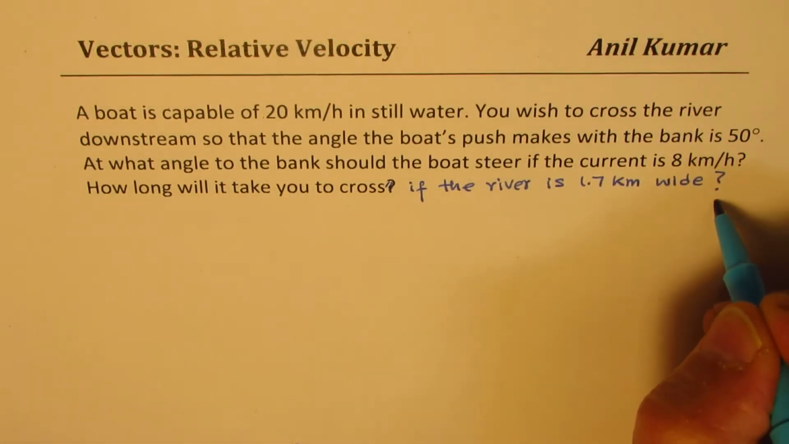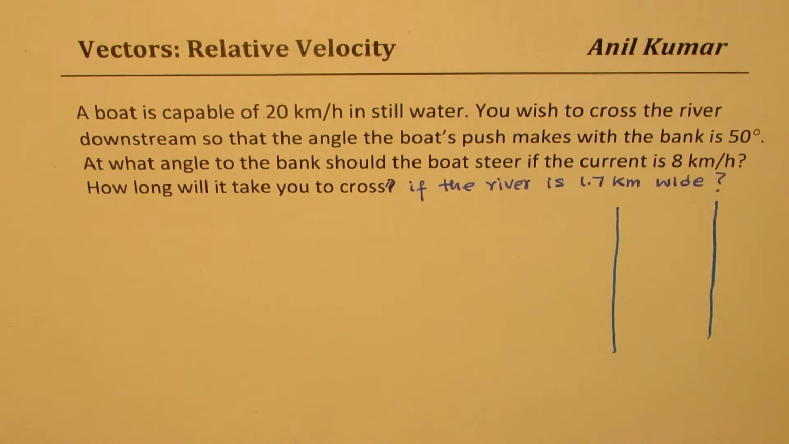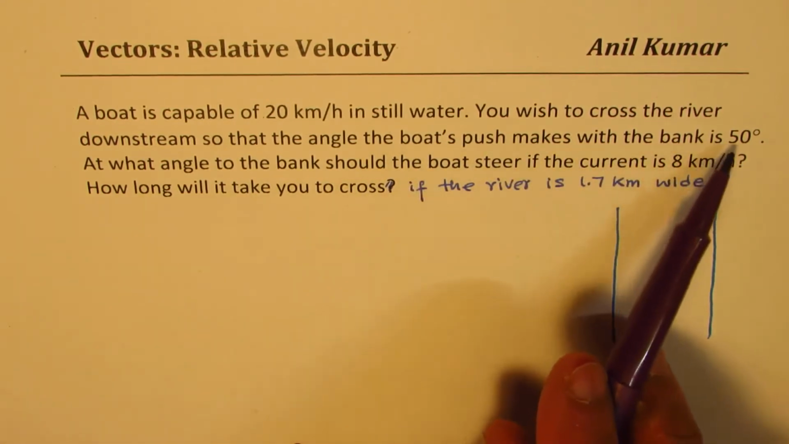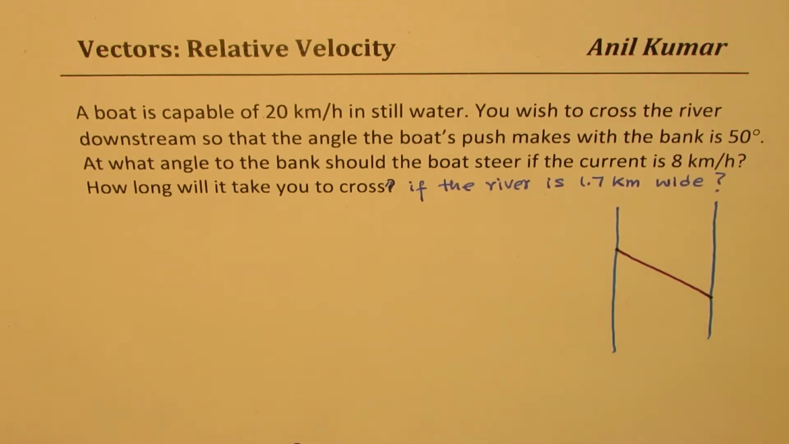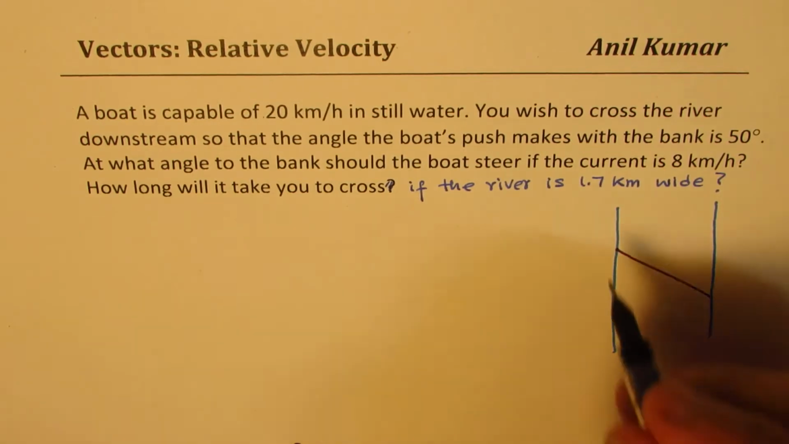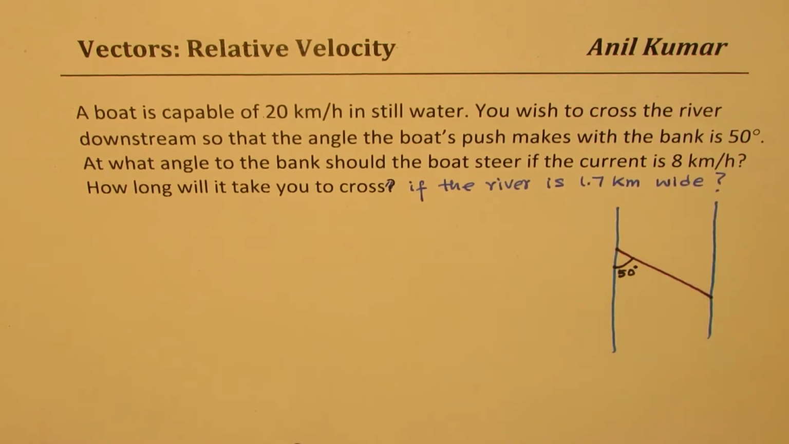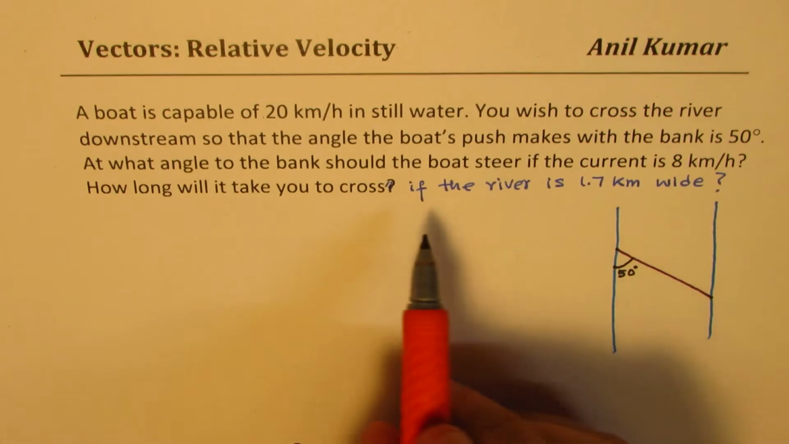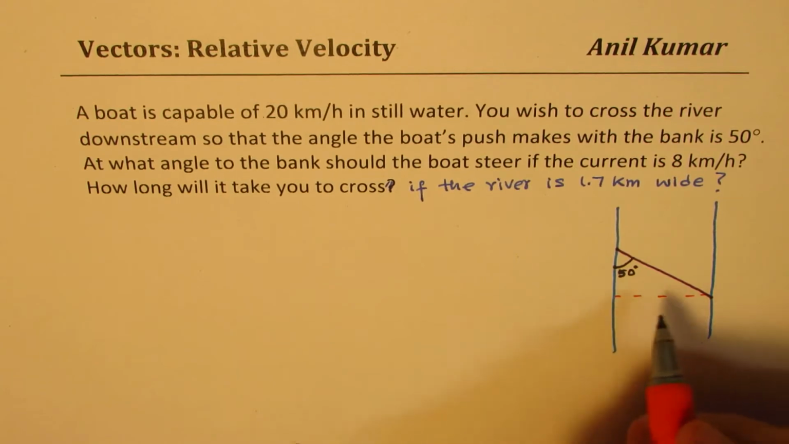Now, let's make a small sketch here to understand the situation. So we'll consider two banks of the river which are parallel and straight. That is the first assumption. We need to make an angle of 50 degrees with the bank. So let's say this is the direction in which the boat moves, and the angle which it makes with the bank here is 50 degrees. We are also given that the width of the river is 1.7, so let me sketch a dotted line saying that this width is 1.7 kilometers.